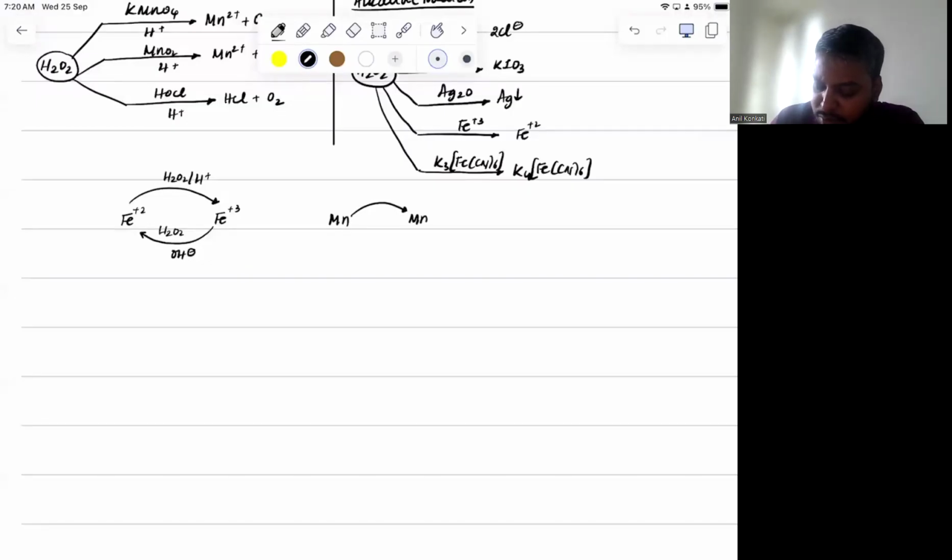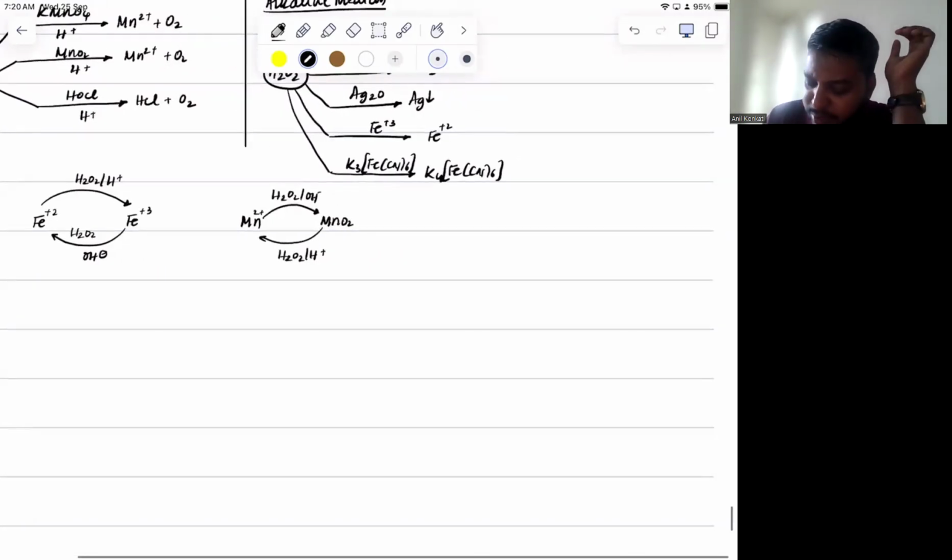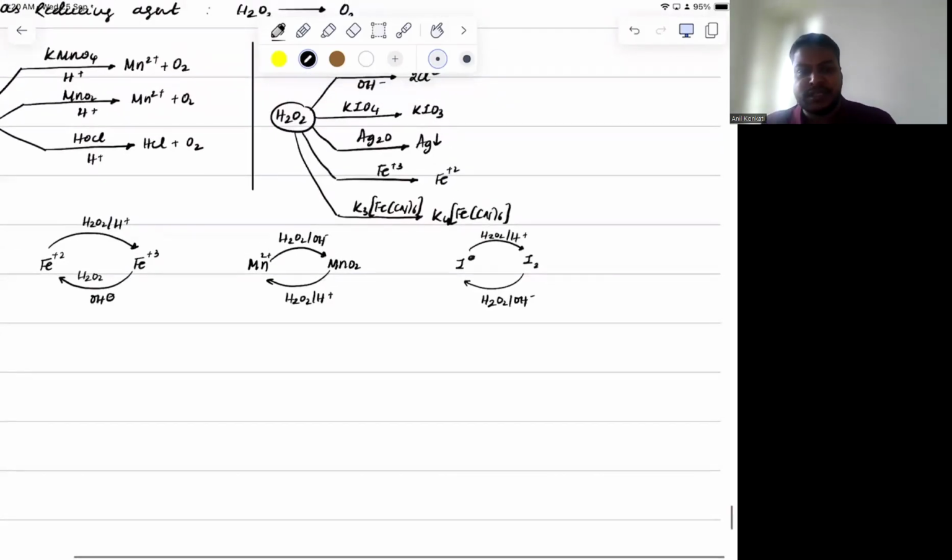Same is the case with Mn plus 2 to MnO2. That is peroxide in basic medium. Clear? And MnO2 to Mn plus 2. That is peroxide in acidic medium. Clear? And lastly, iodide. So I minus to I2. Same thing from here to here. Peroxide in acidic medium. And I2 to I minus. Peroxide in basic medium. Okay. So you can see these three are to be interchanged. Clear?